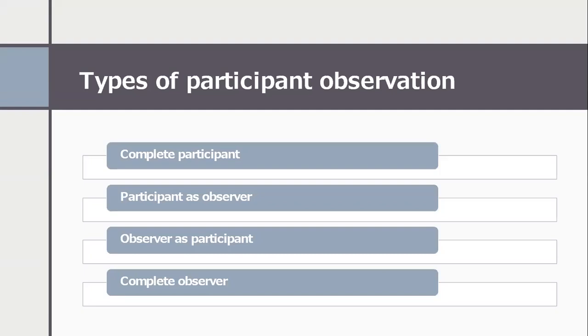The complete observer is when you are not a participant but fully observe the situation. The people know that you are observing them, but you are not taking any action or taking part in any activity. So you are completely observing the situation surrounding you.